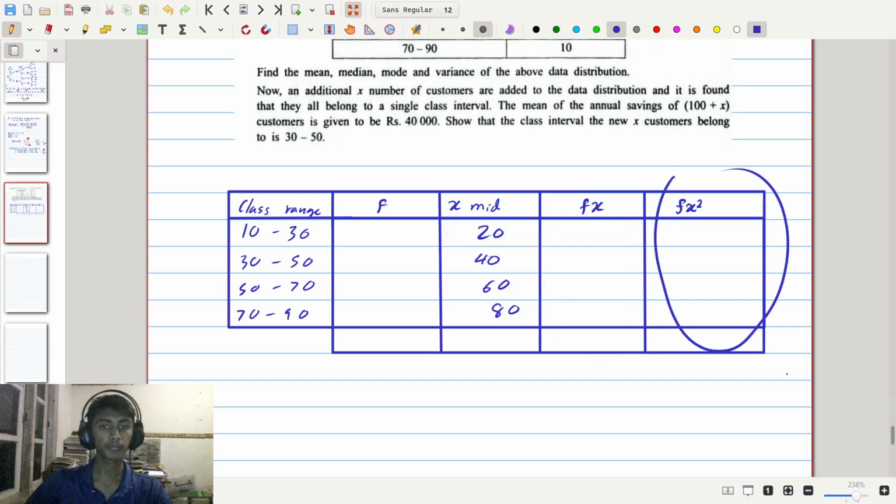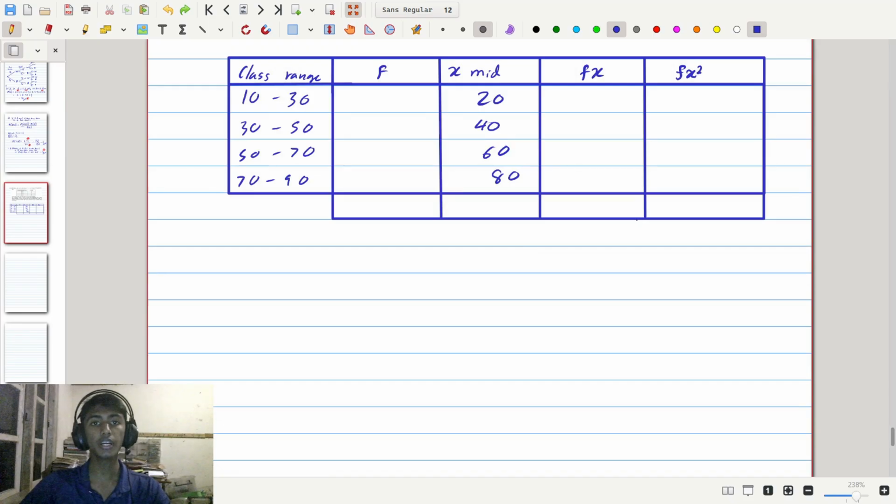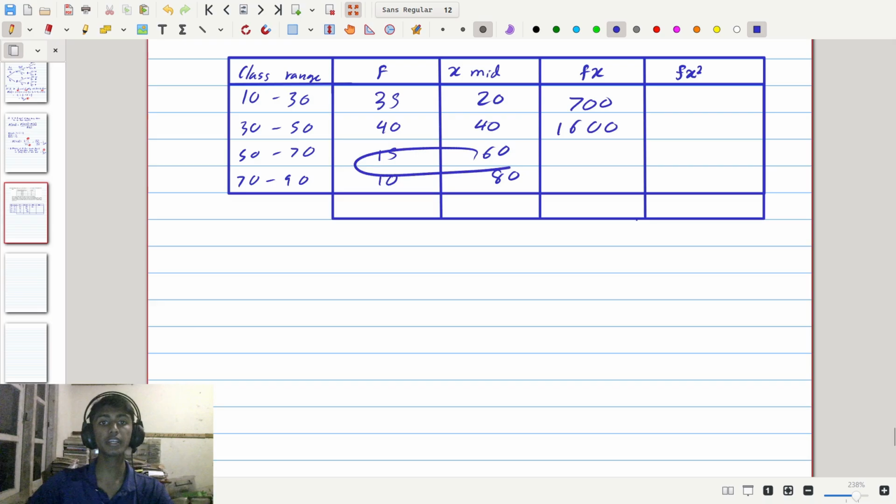So if we fill in these tables, we can see the frequencies corresponding here are 35, 40, 15, and 10. So filling that in, we have 35, 40, 15, and 10. And if we fill in the other two columns, for fx we have here 35 times 20, which is going to be 700. We have 40 times 40, which is going to be 1600. We have 15 times 60, which is going to be 900. And we have 10 times 80, which is going to be 800.